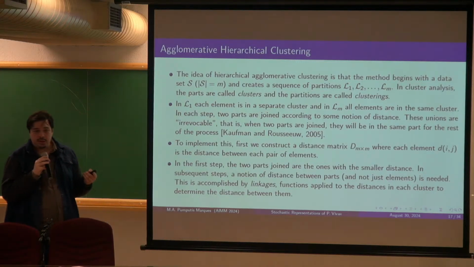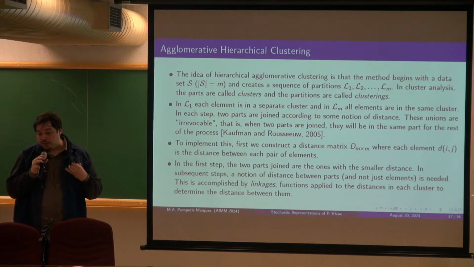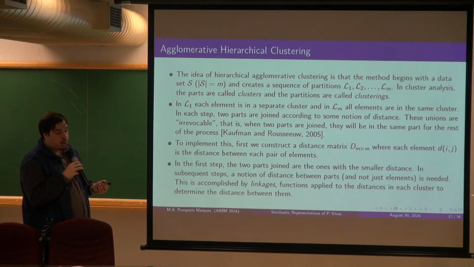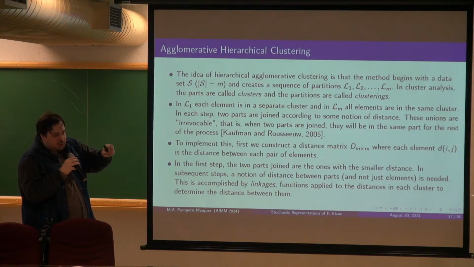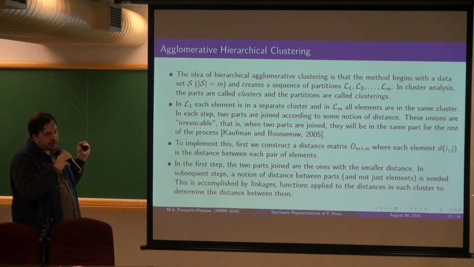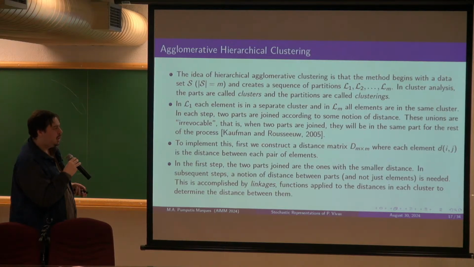So in order to implement this, we first calculate the distance matrix. That is, we calculate the distance between each pair of elements and put them in a matrix. In the first step, it is very easy because we just find the minimal distance in the matrix and join them. But how do we do the second step? Because now we have several elements and we have a cluster. So we have to define what is the distance between the cluster and the other elements, and later in the following steps between several clusters, right?